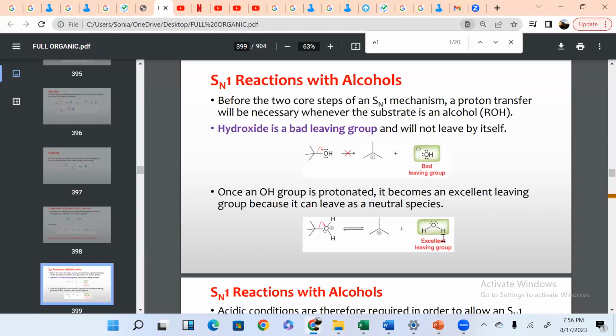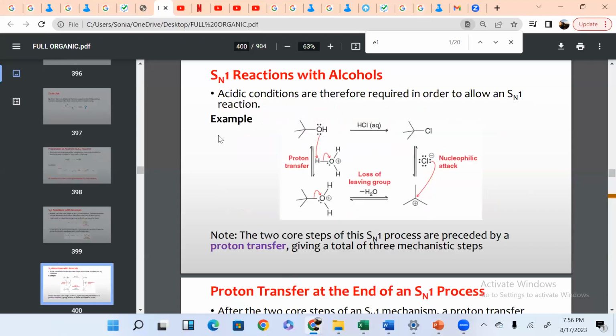So like we said before, I think we mentioned it during SN2, that hydroxide is a very bad leaving group. It won't leave by itself. So for it to leave the substrate, you must protonate it. Hence, you require acidified conditions for you to convert OH into a good leaving group. So you can see here, acidic conditions are required to allow SN1 reaction.